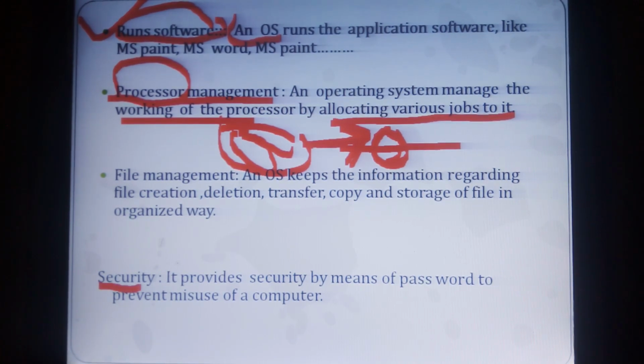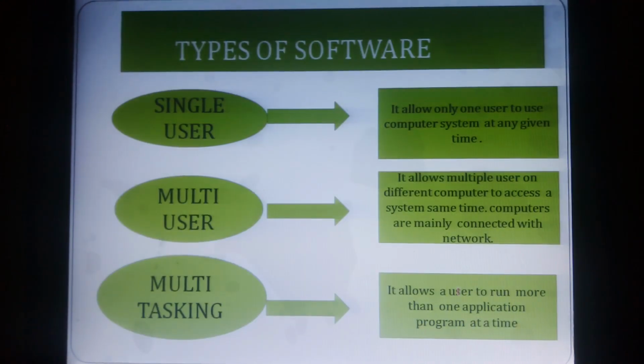Now, security. It provides security by means of a password to prevent misuse of the computer. Another responsibility of the operating system, and a very important one, is security. Whenever I am using my computer, I will not permit you to use it. I give a password to my computer system, so security is responsible for the password preventing misuse of a computer system. Now coming to the next point.